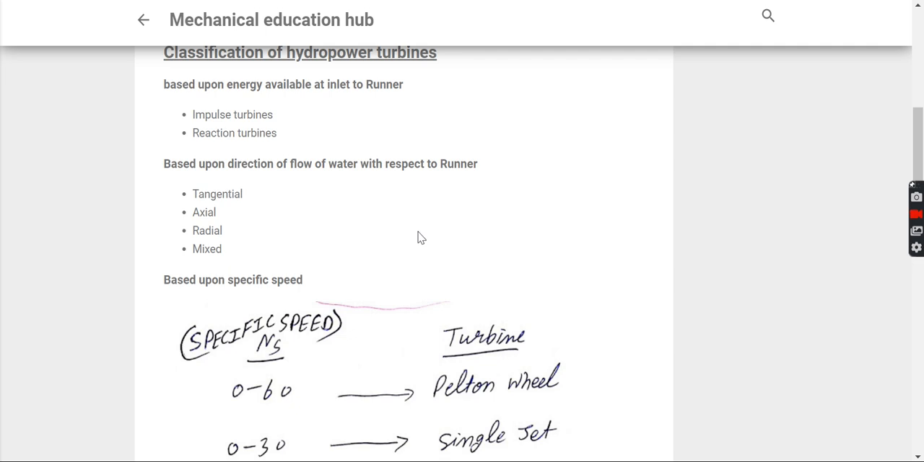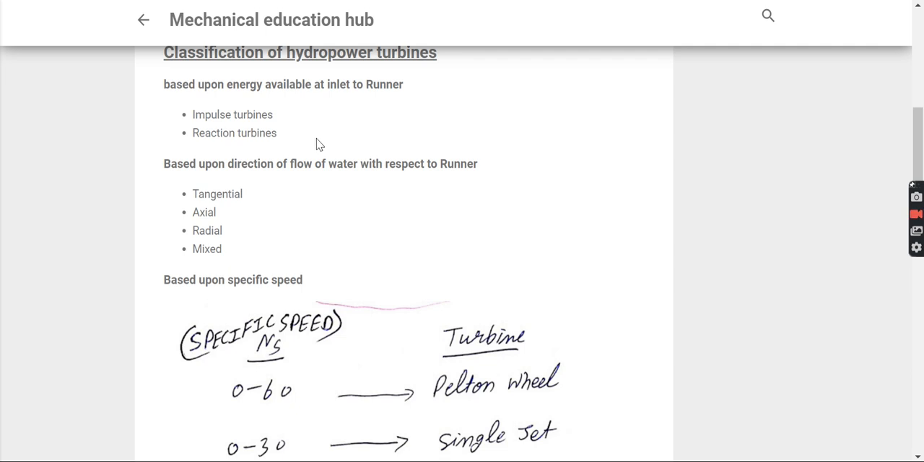So let's get started. Now let's get back to our topic of classification of hydropower turbines. We have various criteria on which we classify hydropower turbines. First one is based upon energy available at inlet to runner. In this criteria we have two turbines: first one is impulse turbine and second one is reaction turbine.